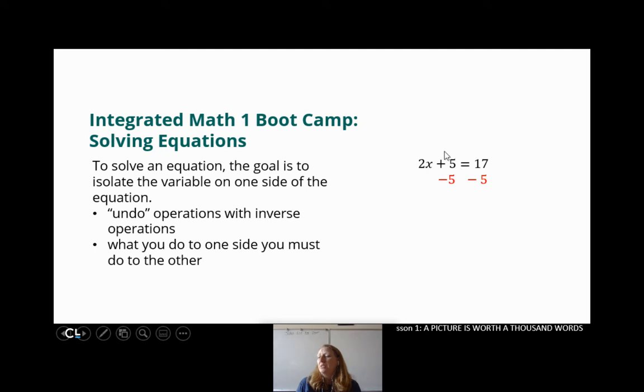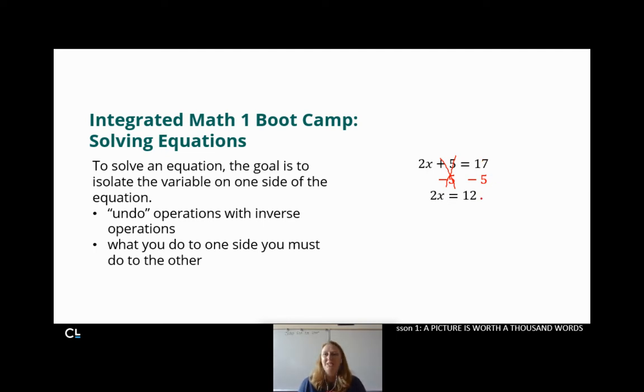But if I do it to one side of my equal sign, I have to do it to the other. Some students like to put a big line through the equal sign, the box method. That's fine too. If that works for you, do that. So we're going to subtract 5 from both sides, and that cancels these out. The plus 5 and the minus 5 cancel out. So I now have 2x equals 12, because 17 minus 5 is 12.